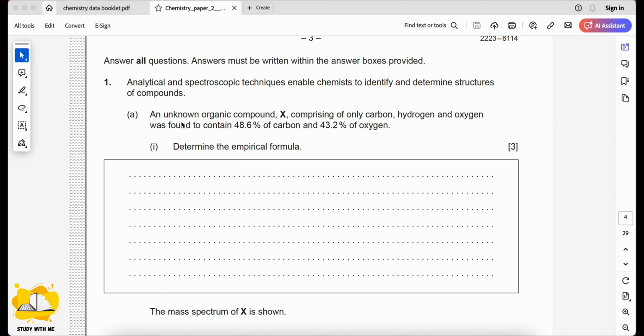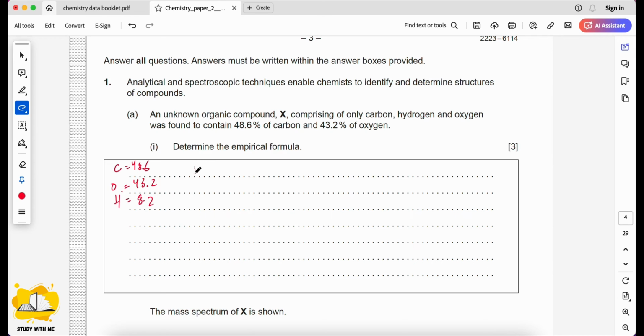Analytical and spectroscopic techniques enable chemists to identify and determine structures of compounds. An unknown organic compound X, comprising only carbon, hydrogen, and oxygen, was found to contain 48.6% of carbon and 43.2% of oxygen. Therefore, for the percentage of hydrogen, we just need to subtract from 100. So carbon is 48.6 and oxygen is 43.2. So 100 minus 48.6 and 43.2, hydrogen will be 8.2.